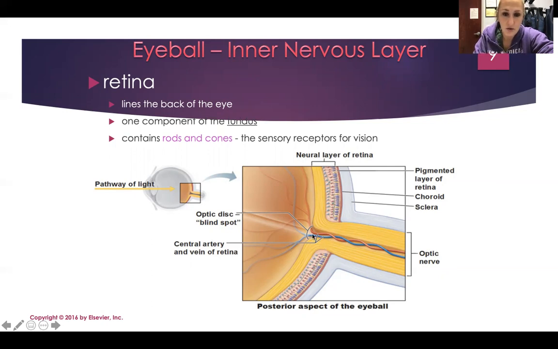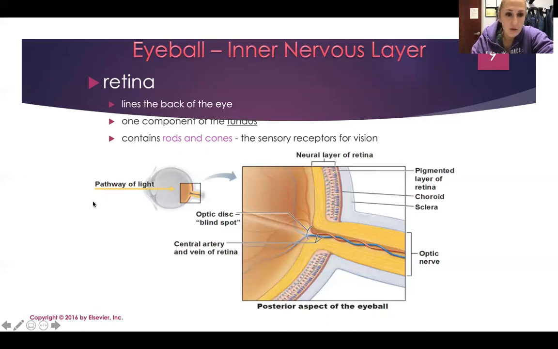You can see on that picture that the optic disc, which is also called the blind spot, is that small dot in the back of the eye that goes from the inside of the eye to the optic nerve and on to the brain. The retina contains rods and cones. Rods and cones are the functional unit of the vision system, essentially the sensory receptors for vision. Rods and cones are the names for those photoreceptors.